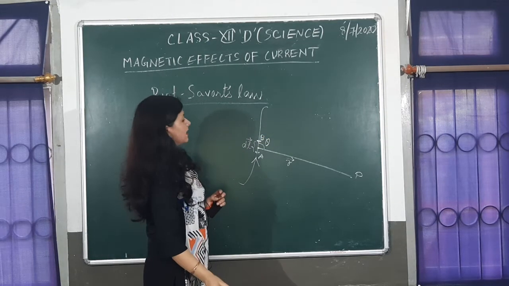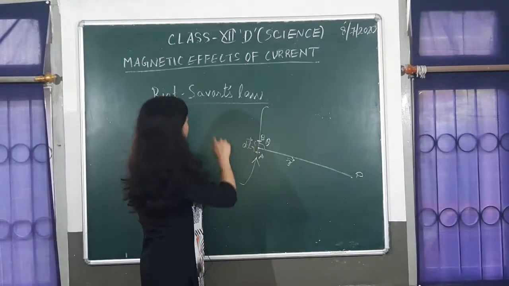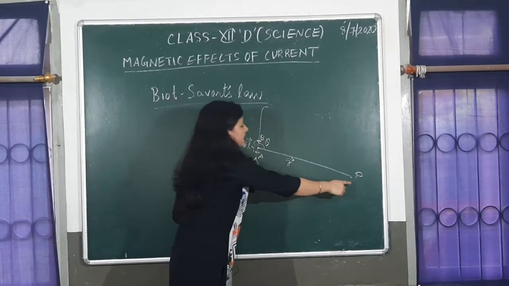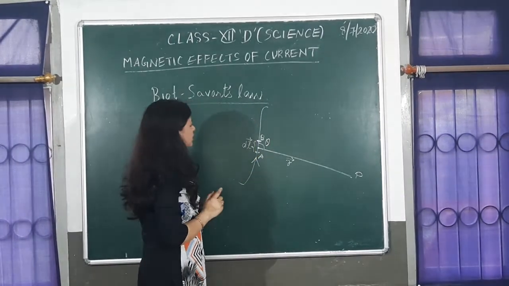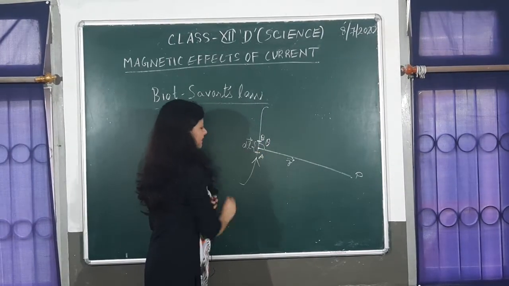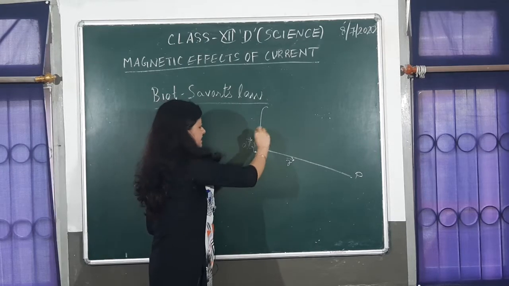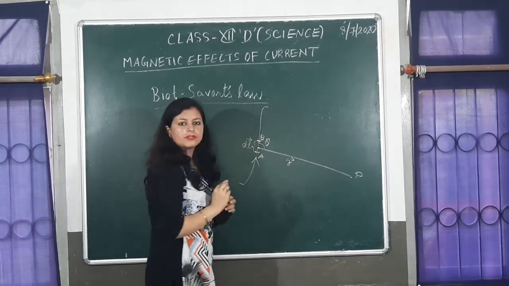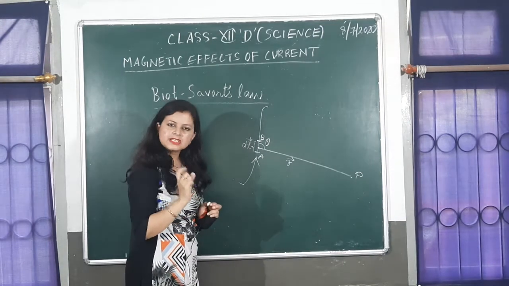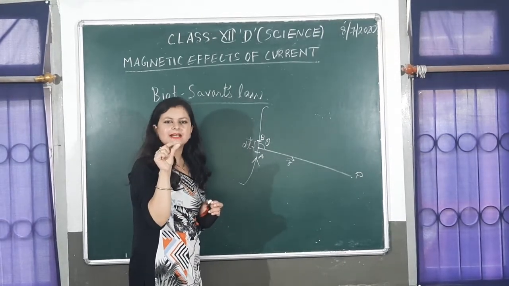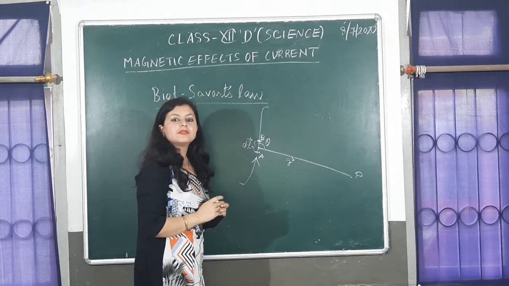Now Biot-Savart's law does not give you the total magnetic field at P due to this entire wire. It gives you the magnetic field only because of very small current elements. Naturally, when you integrate the magnetic field due to these small current elements, you will get the total magnetic field. So first we will be taking small elements at a time, and later on we are going to integrate it.